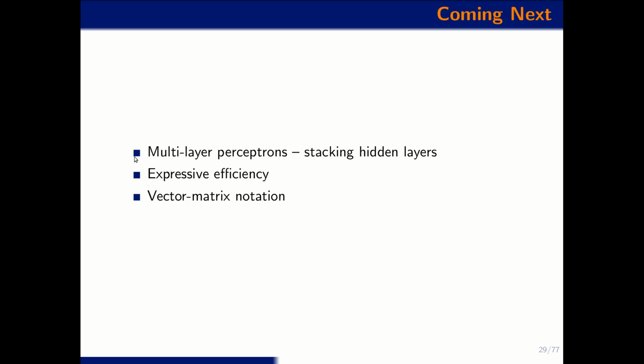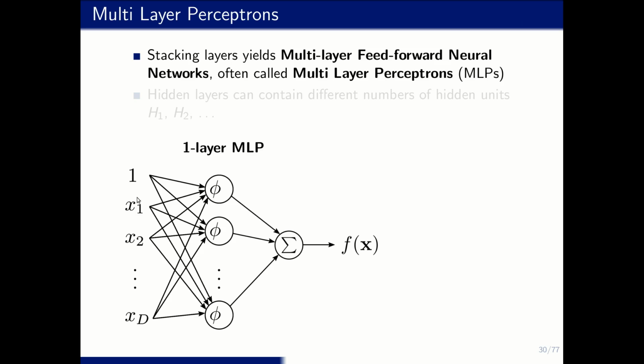And the main reason why we do this is expressive efficiency, which means that by using multiple layers we can express the same function more compactly or more efficiently. And we will introduce a mathematical notation for multi-layer perceptrons in terms of vectors and matrices. So here's how this works.